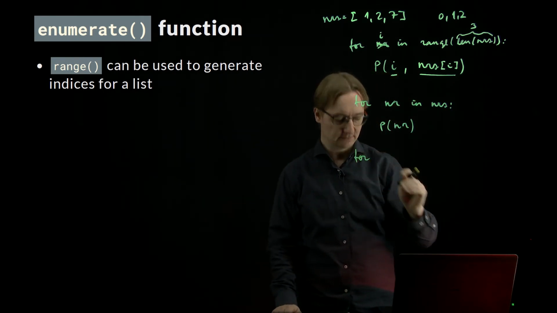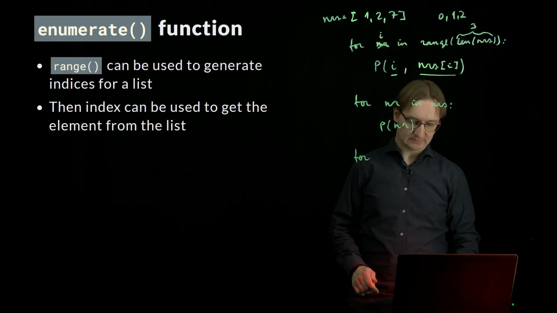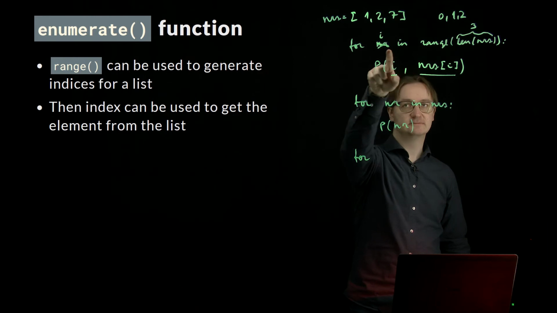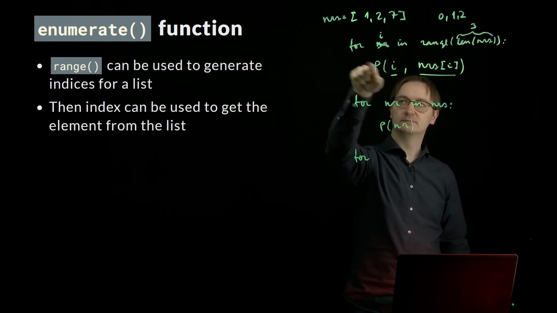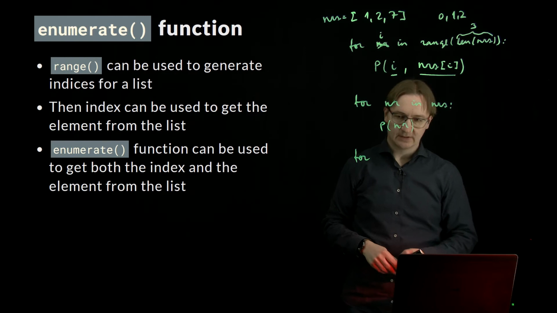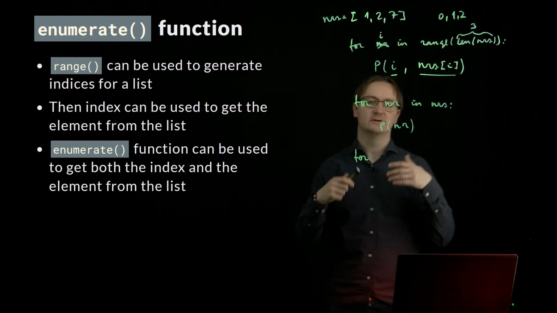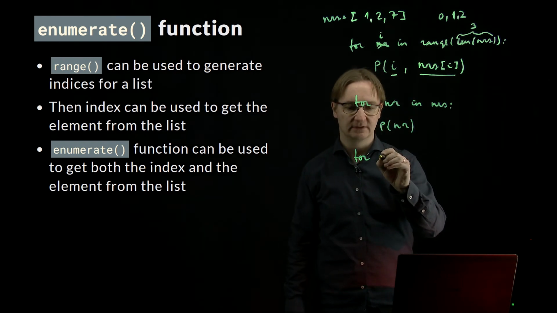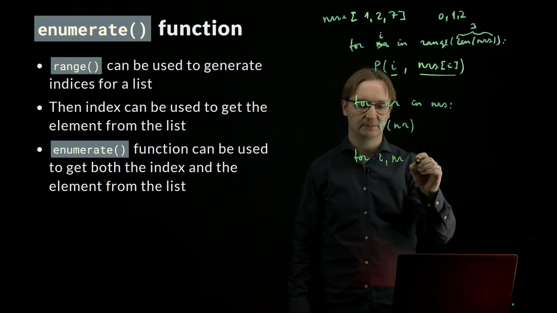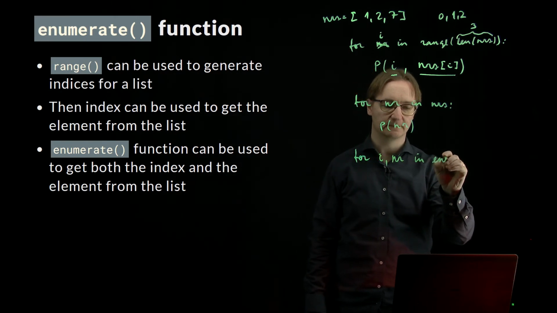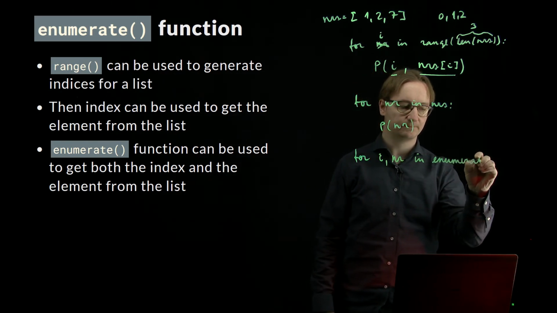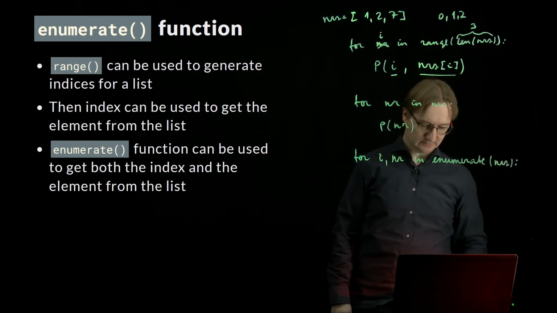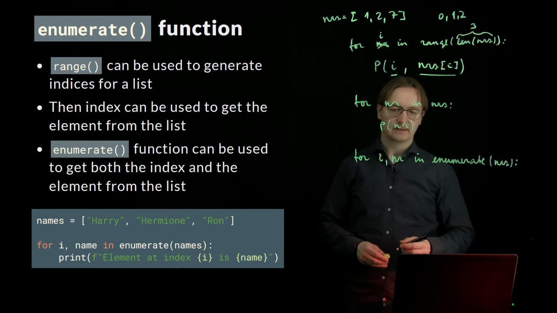So with the range, we can use the index to point to the value. And enumerate can be used to get both the index and the value. And it's written as that: for i, number in enumerate, and here we put a list. I guess here's an example also.